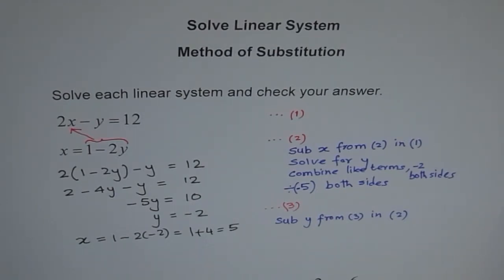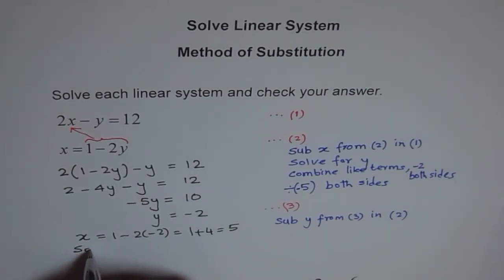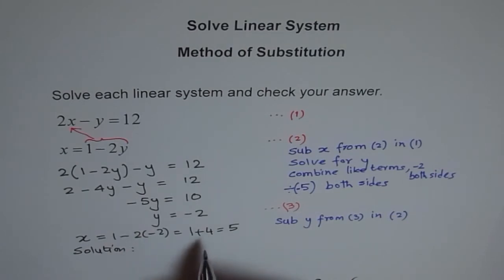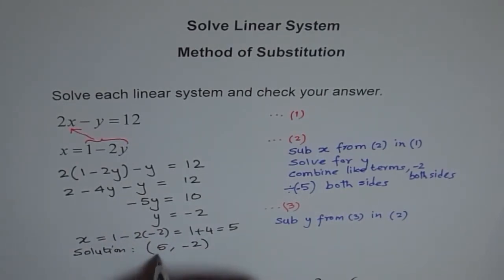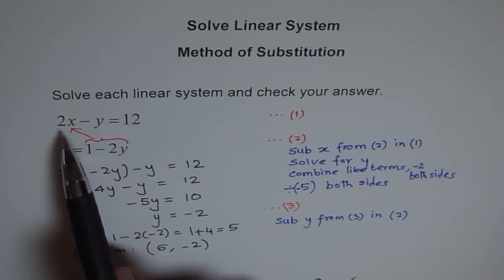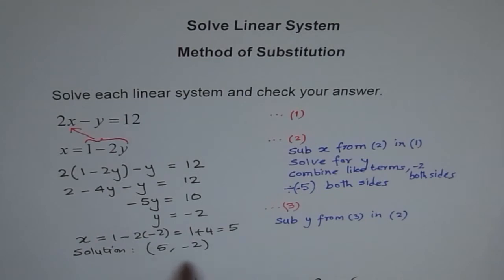So if I get 5 here, what is my solution? So the solution is the x value first, 5, and then the y value. So that is our coordinate, right? If I plot a graph showing these two lines, they will intersect at this point, right? So that is the solution.